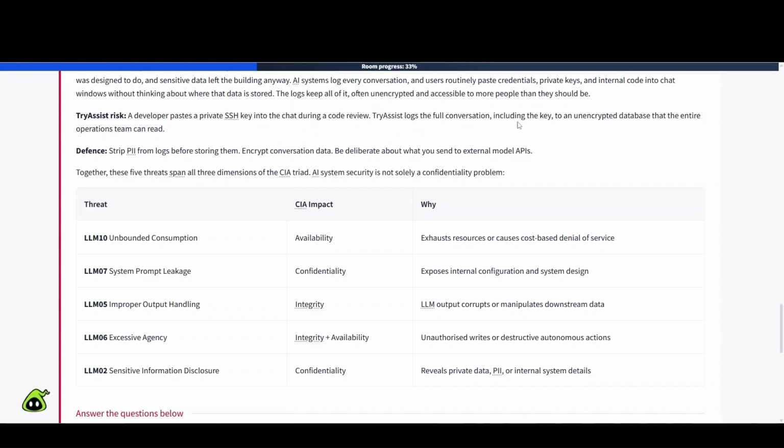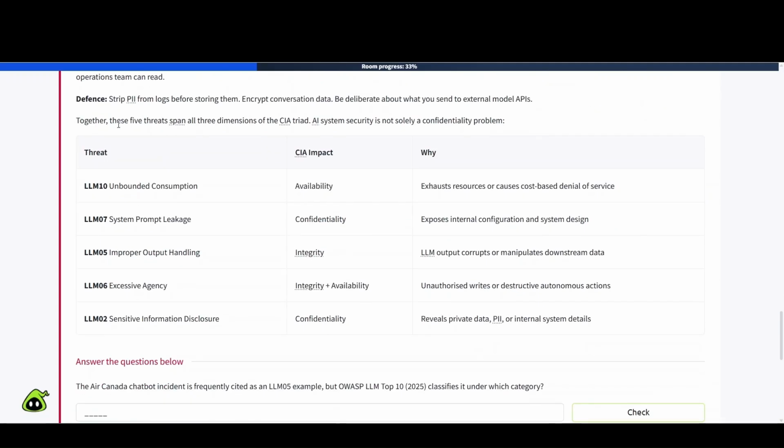TryHackMe logs the full conversation, including the key, to an unencrypted database that the entire operations team can read. Defense: strip PII from logs before storing them. Encrypt conversation data. Be deliberate about what you send to external model APIs. Together, these 5 threats span all 3 dimensions of the CIA triad. AI system security is not solely a confidentiality problem.